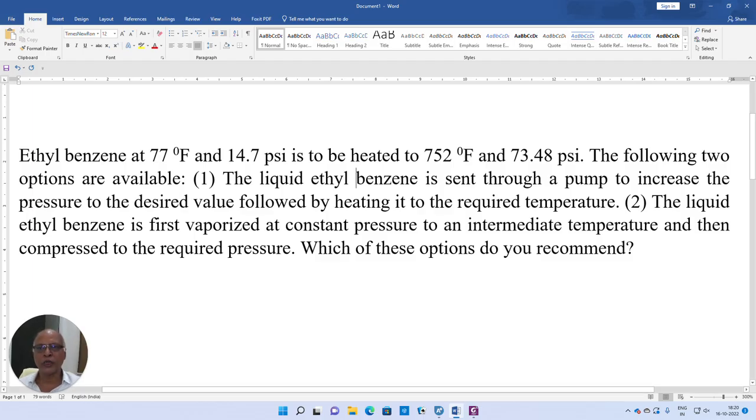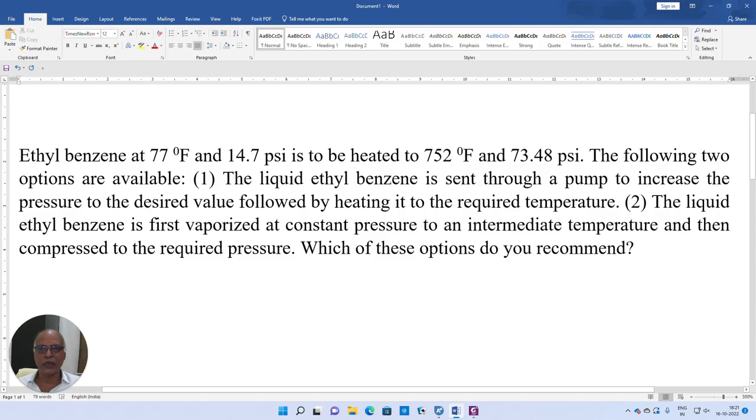So coming to the problem statement, ethyl benzene available at 77 degrees Fahrenheit and 14.757 psi is to be heated to 752 degrees Fahrenheit and 73.48 psi. There are two possible options which are suggested.